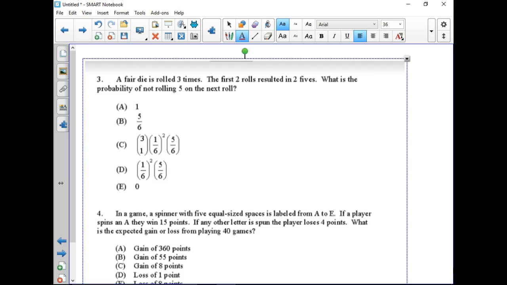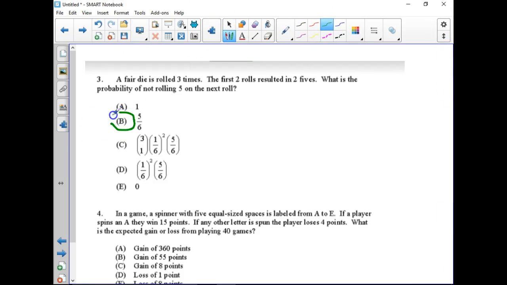Ladies and gentlemen, let me be clear. The correct answer is B. Why is it B? They're independent. It doesn't matter what the first 2 rolls were. All I care about is the next roll, and the probability it's not a 5 will be 5 out of 6. Okay, next. So B is the correct answer.